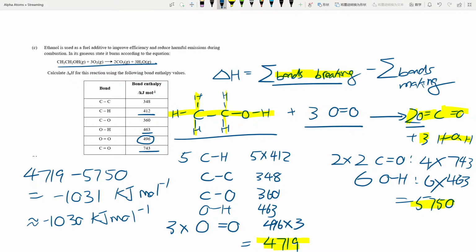If you're not familiar with rounding to 3 significant figures, start counting from the first non-zero number. So 1, 2, 3, round here. If it's smaller than 5, then that becomes a 0. Now do make sure you include the unit, because what are we calculating? We're calculating the enthalpy change. The enthalpy change has a unit of kilojoules per mole, as you can see with all the other bond enthalpies. Okay, so that's the first section.